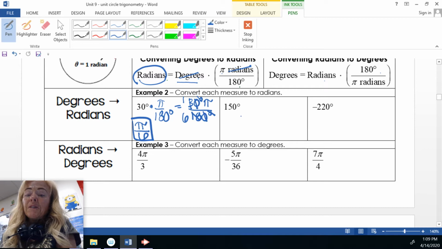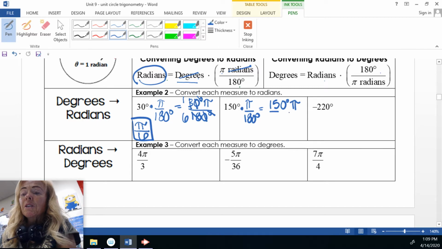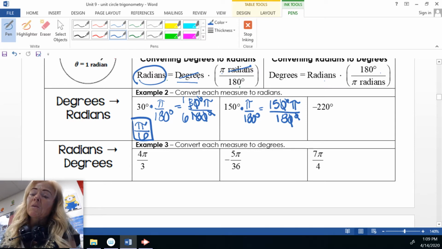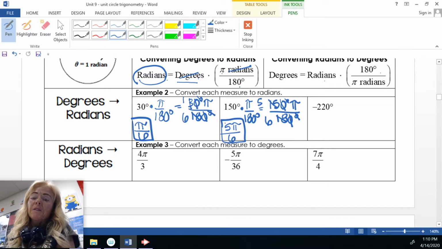All right, 150 degrees, again, we do the same thing. We multiply by pi over 180 degrees. Once we've completed the multiplication, we multiply straight across to get 150 degrees over times pi over 180 degrees. The degrees divide out and we're left in radians, pi radians. Our zeros divide out, and then we also look for common factors, which in this case are 3. 3 into 15 is 5, and 3 into 18 is 6. So what we end up with is on the top we have a 5 and a pi, and on the bottom we have a 6. And 5 pi over 6 is the same thing as 150 degrees.